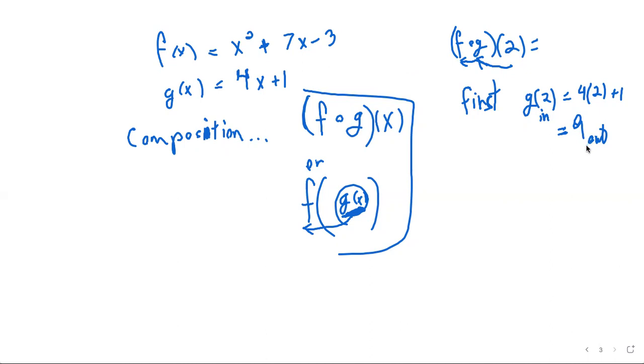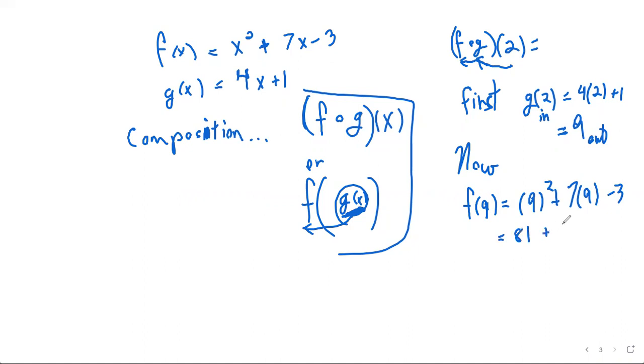The 9 that came out is going to be the input into the second machine. So now let's do F of 9. Take the 9, shove it into the F function. The output from the first machine becomes the input of the next one. So then we have 9 squared plus 7 times 9 minus 3. That's 81 plus 63 minus 3. I'm getting like 141 in my head. Check that number, I guess. It's got to be around there.